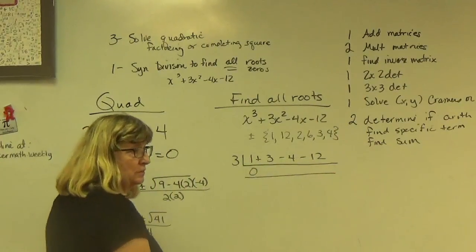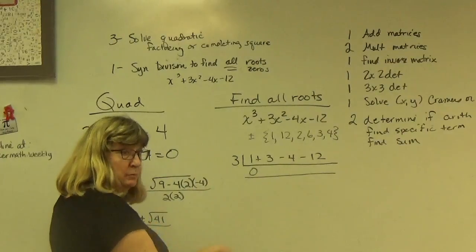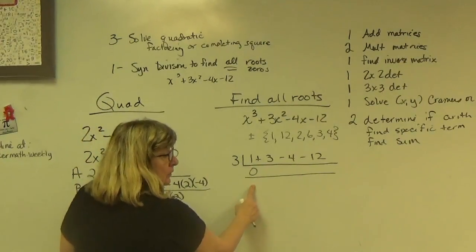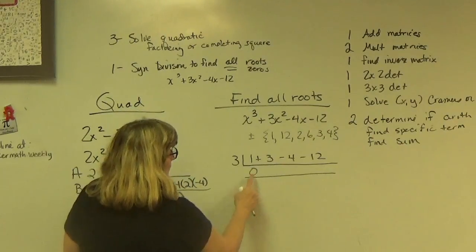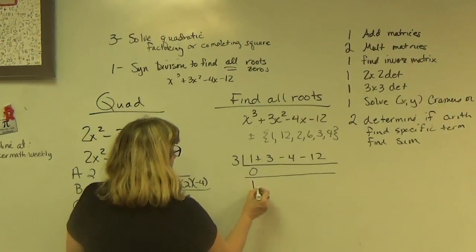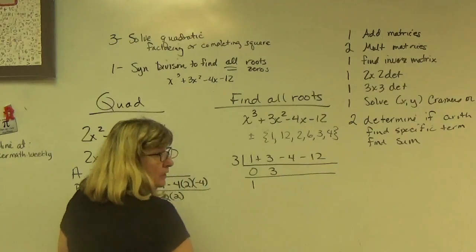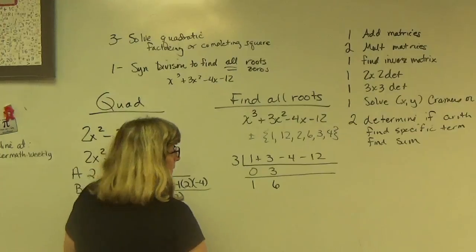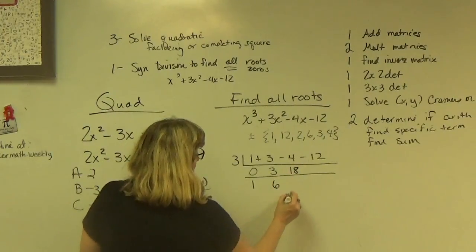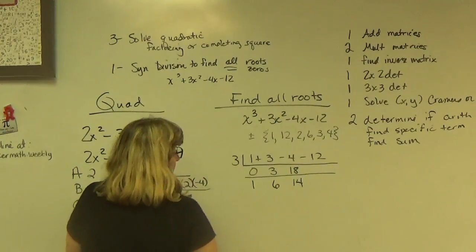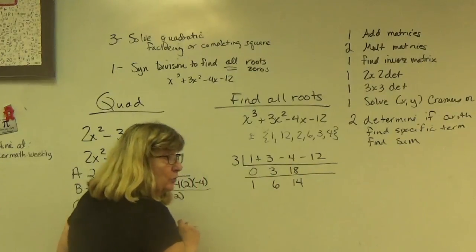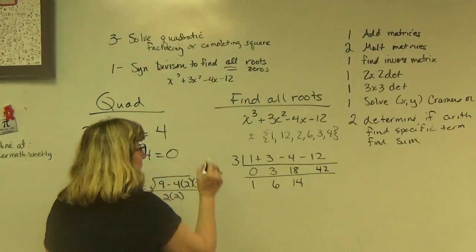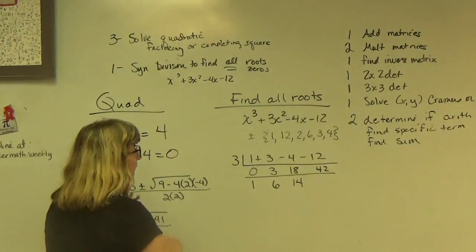remember to do synthetic, you just add and multiply, add and multiply, add and multiply all the way through. So what will I get when I add? Well, you get 1 first, right? 1. Then times 3 is 3. Then you add, 6. Multiply, 18. Add, 14. Times 3, and I can already tell you it's not going to work. 42. We don't get a remainder of 0, right? So 3 didn't work. Could a negative 3 work?